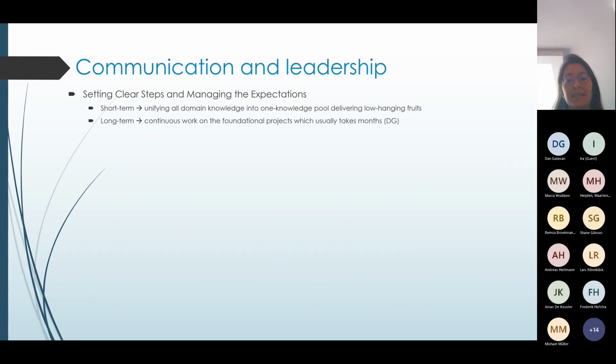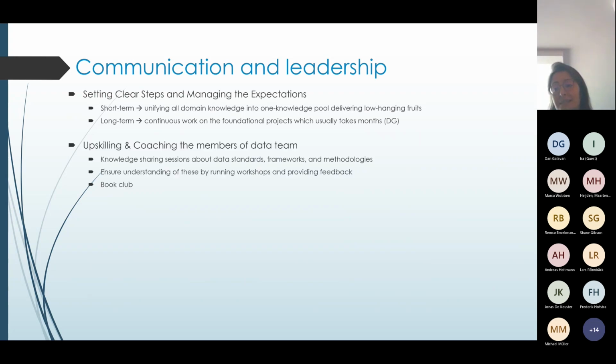So short-term usually is ensuring that the knowledge is unified in a pool that can be accessible by almost everyone, so that you can actually gain value from delivering low-hanging fruit. And that would bring some support from business, from your team, and then you can focus on continuous work on the foundational projects in the long term. What I mean by foundational projects are those that we need for data governance pillars implementation.